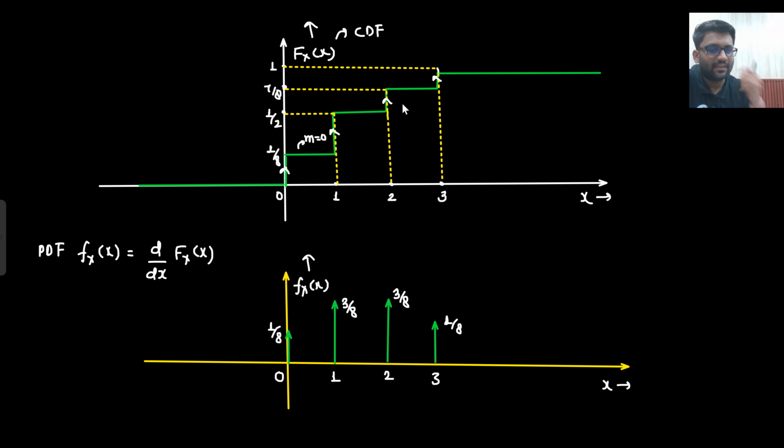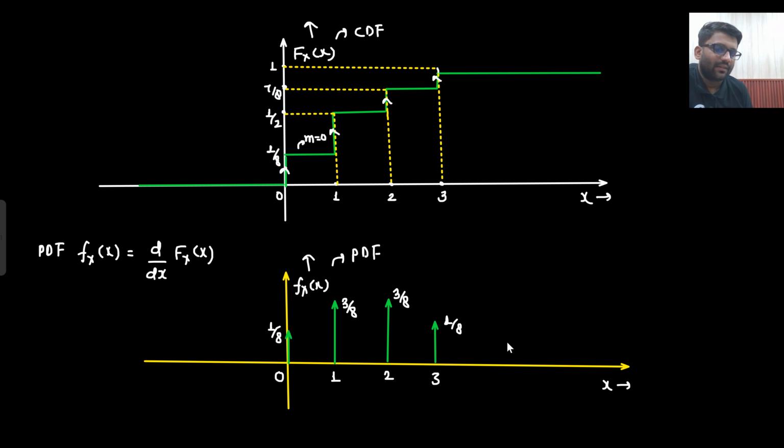So wherever there is a sudden jump, you will have an impulse of area equal to the jump. So jump is equal to 7 by 8 minus 1 by 2. How much jump is there? 3 by 8 jump is there. Then again 3 by 8 jump is there. Then 1 by 8 jump is there. And here in the beginning as well, 1 by 8 jump is there. Right? So this kind of a PDF you are getting. So this is your PDF.